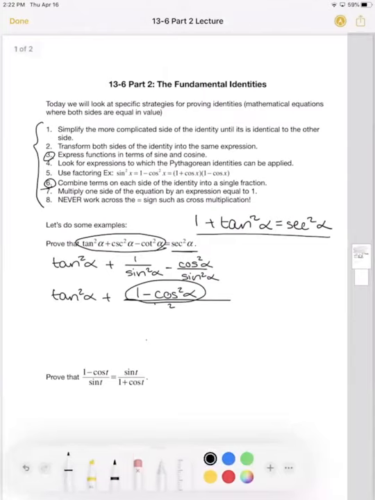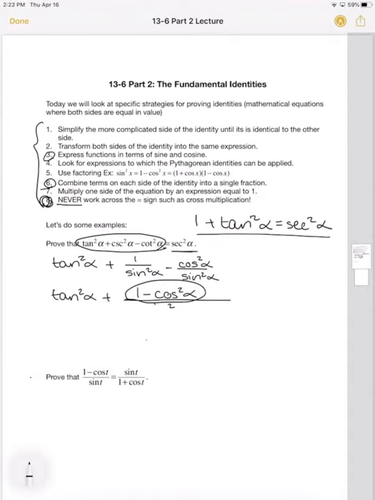All right. Now, let's go ahead and prove that 1 over the 1 minus cosine t over sine t equals sine t over 1 plus cosine t. Okay. Now, remember, let's go up here to number 8. Never work across the equal sign. So we cannot cross multiply here. We cannot cross multiply.